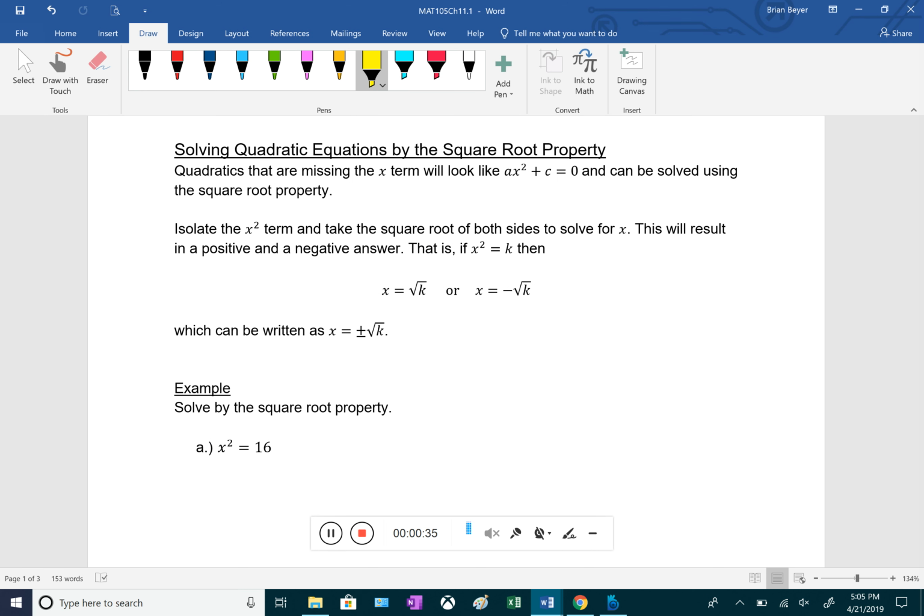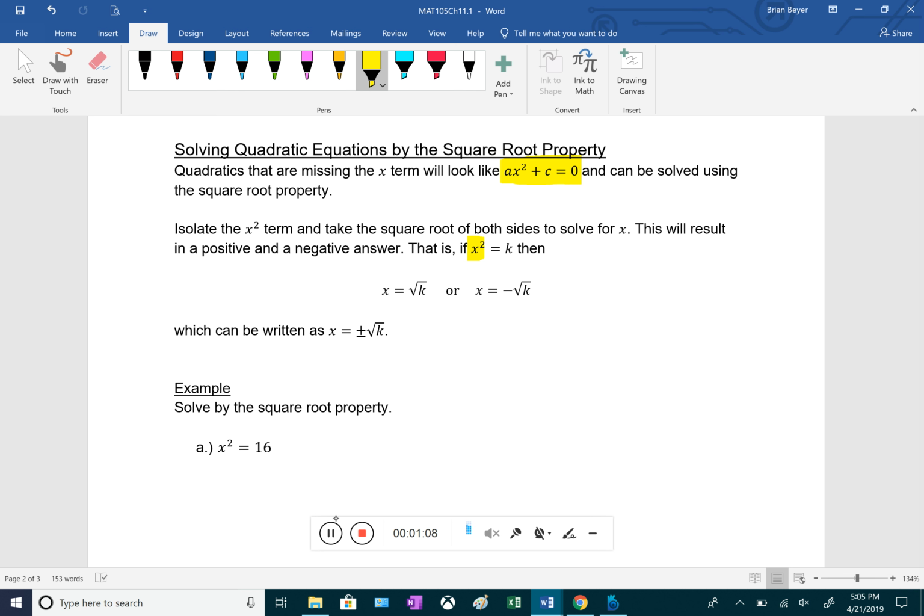Okay, so for solving quadratics using this property, for the most part, the quadratics that we're going to be solving for this section are going to be in the form ax squared plus c equals 0, meaning they're missing the x term. If they're missing the x term, we can always solve them using this property. So what we're going to do is isolate the x squared term, and then take the square root of both sides to solve it for x.